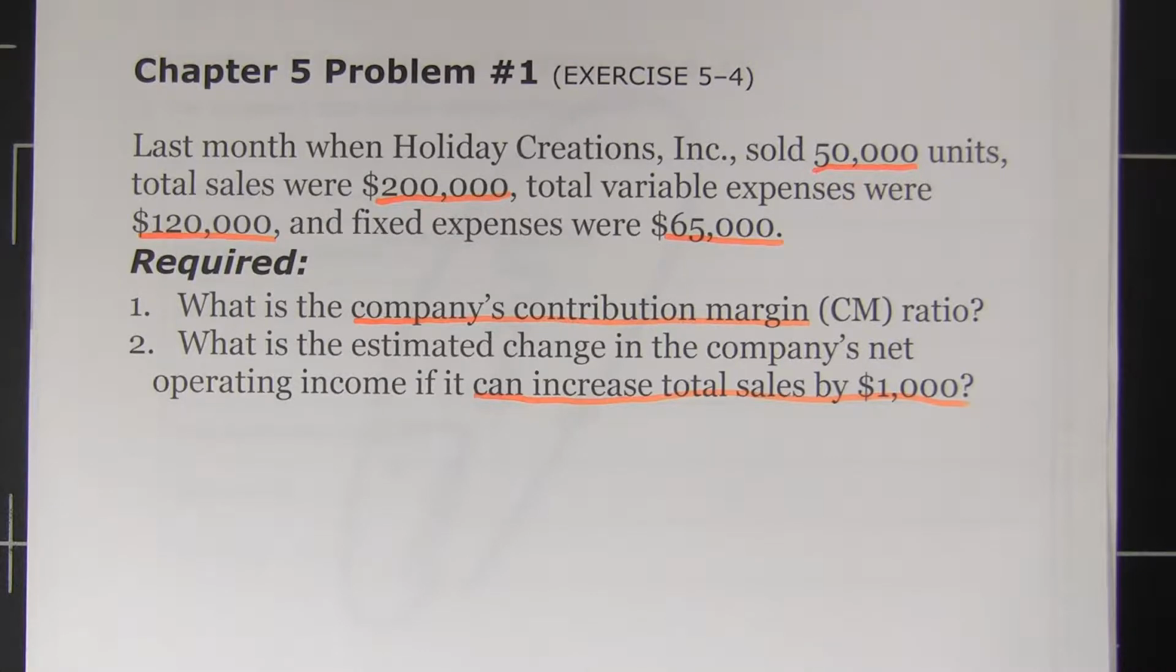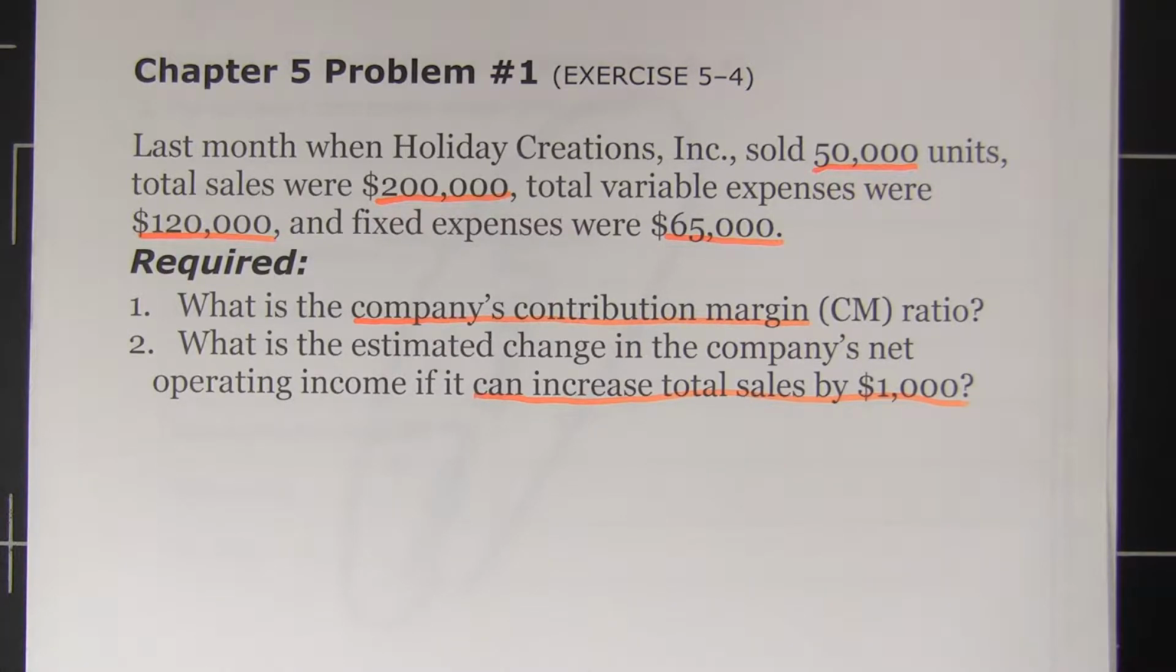Chapter 5, Problem 1, this is exercise 5.4 in your text, asks us to do some things. I've gone through and underlined in orange the things that we need to know. I guess you could sort of say, orange, you're glad I did that. Anyhow, we sold 50,000 units. The total sales were 200,000, so that's $4 a unit.